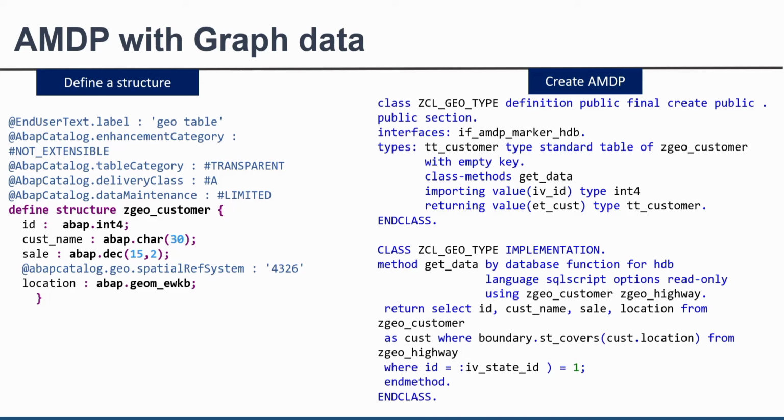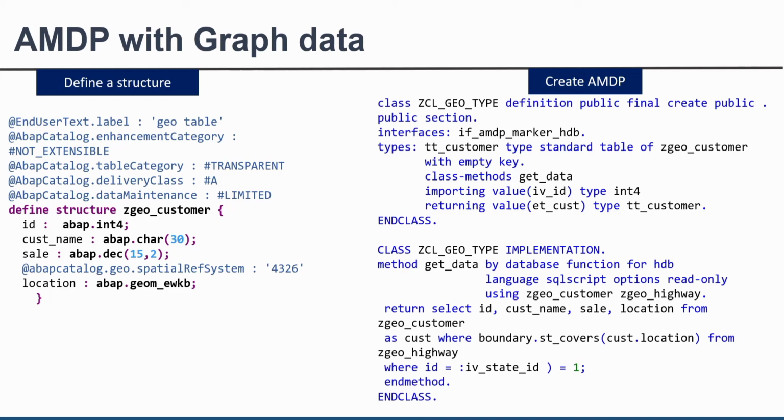I say method get_data by database function for HDB, language SQLSCRIPT, options read-only, using ZGeo customer and ZGeo highway. In this case, I will be using two database tables: ZGeo customer, which I have already created, and ZGeo highway. ZGeo customer will give me the customer data, and ZGeo highway will give me the data related to a highway: what the different highways are, what the length of each highway is, and the distance between highways. This information is in the highway table.